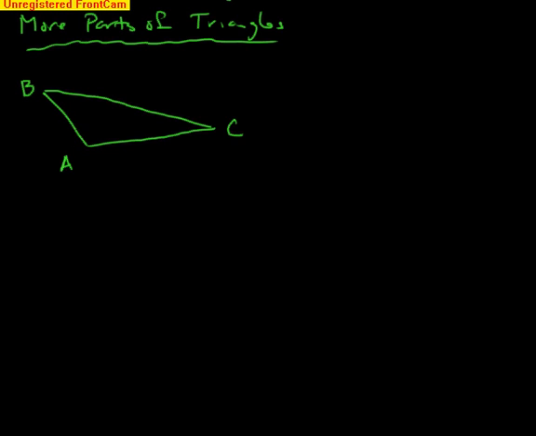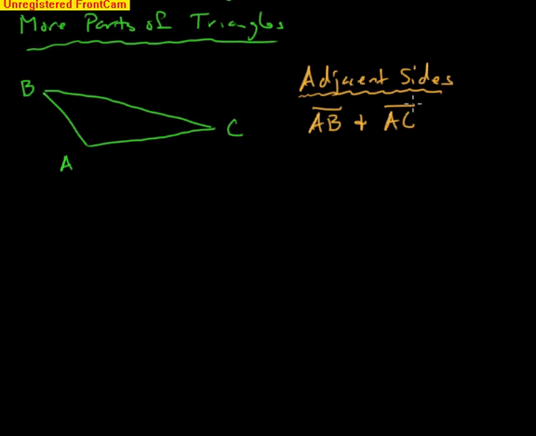Okay, so there's this idea of adjacent sides. And the big thing with adjacent sides is that they have to share a vertex. Okay, so we would say that AB and AC are adjacent sides. We would say that BA and BC are adjacent sides. We would say that CA and CB are adjacent sides because they touch. They share a vertex. AB and AC share A. They're adjacent. Next to each other.